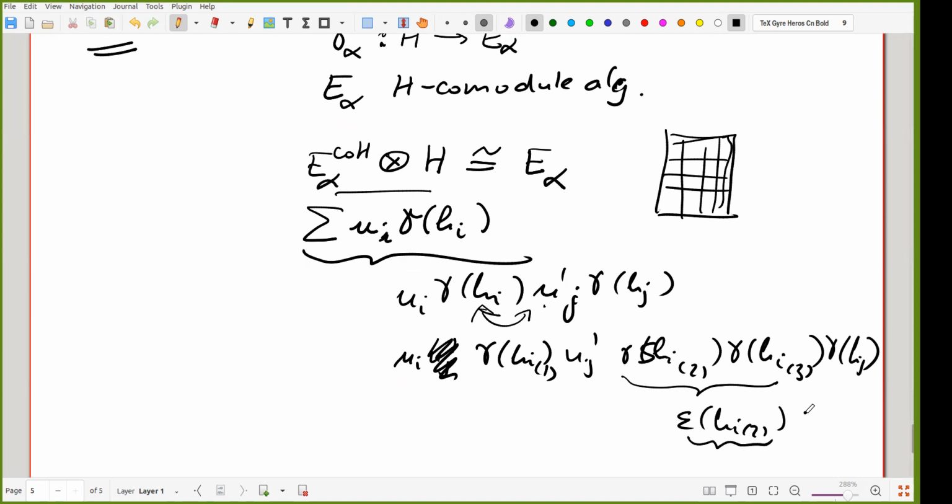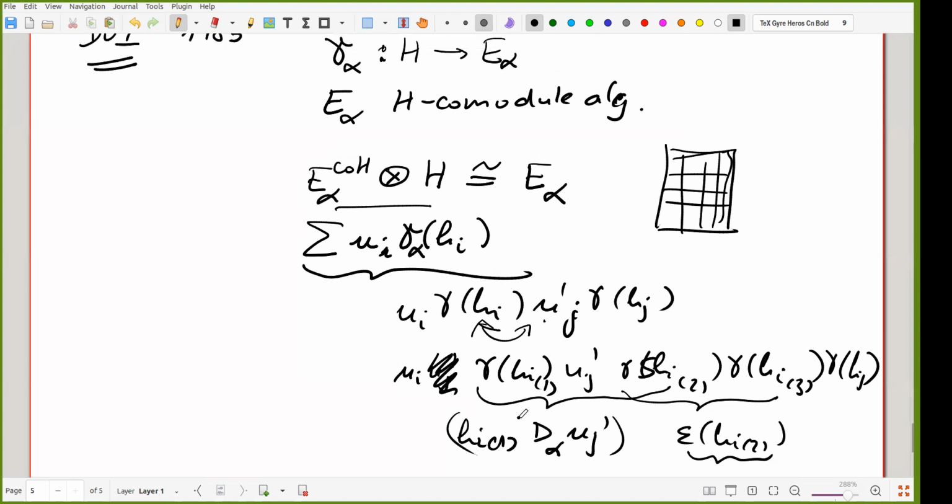This is something proportional to 1, this is scalar. So I can insert this. And then this part here will be HI1 acting on UJ prime. So we'll have a certain action, and this action depends on gamma. So this gamma is gamma alpha, so it depends on alpha.